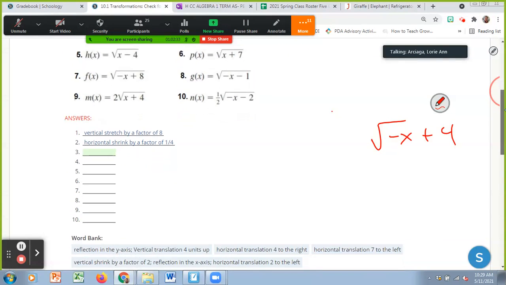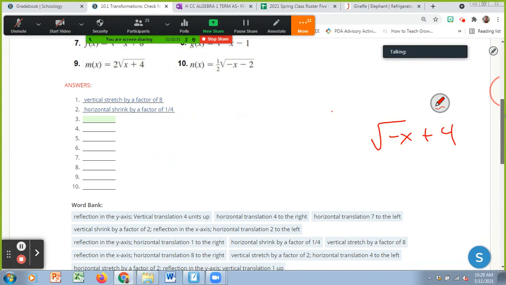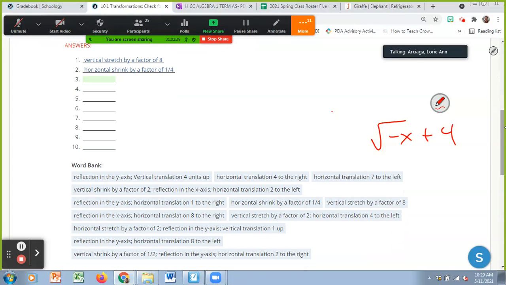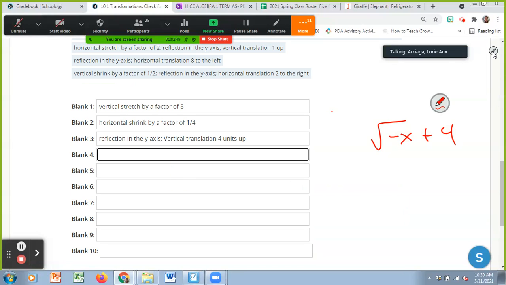Is there such a thing? Can you just find it? Where is it? Oh, it's the very first one. Yeah, reflect in the Y and then 4 up.